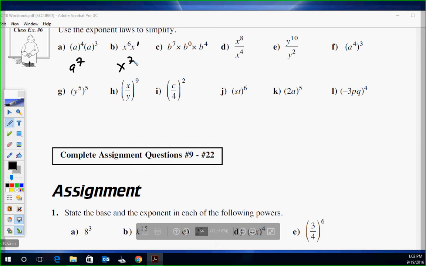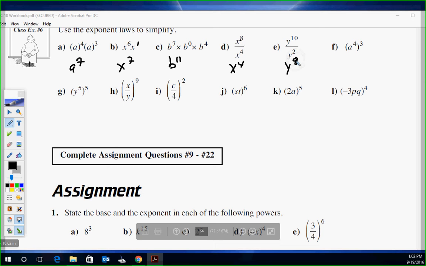Okay, Travis. B11. Good. Okay, how come it's not B0? We're adding, not multiplying, right? Okay, good. All right, D, Spencer. X4, good. 8 minus 4, quotient rule. Good. All right, E, Aiden. Y8, same thing. Quotient rule, 10 minus 2, 8, perfect.